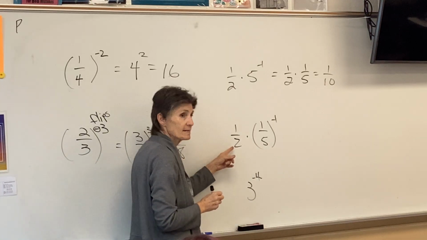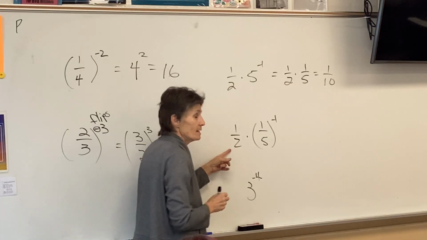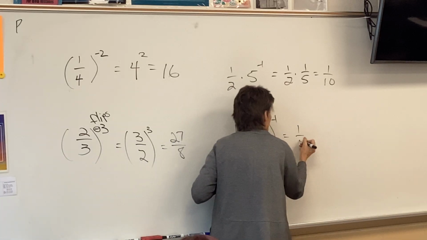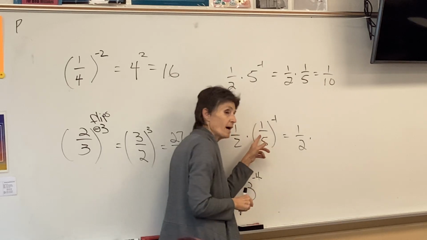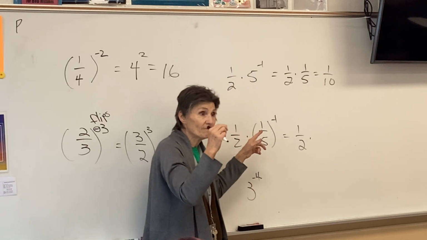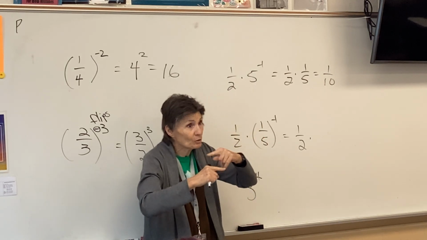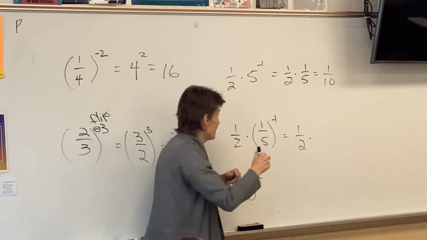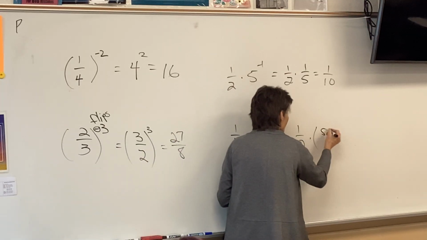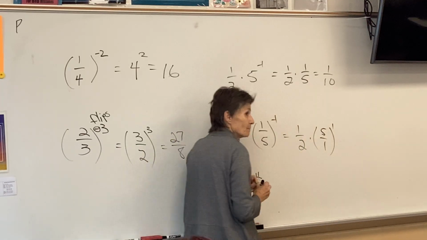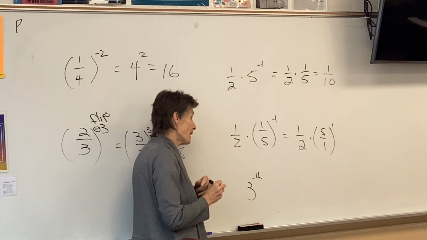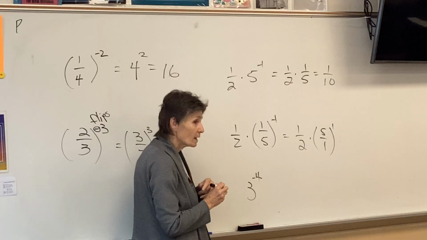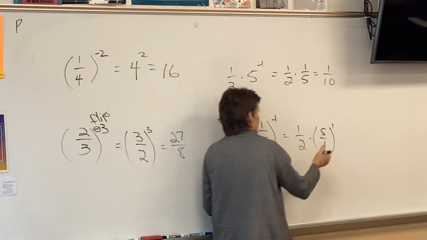This guy is the same thing, except the 1/2 is staying. Everybody okay with that? But this guy, he's already 1/5, so I'm going to have to flip it and make it 5/1. So 1/2 times 5/1 is 5/2.